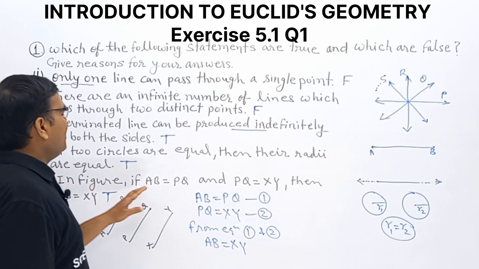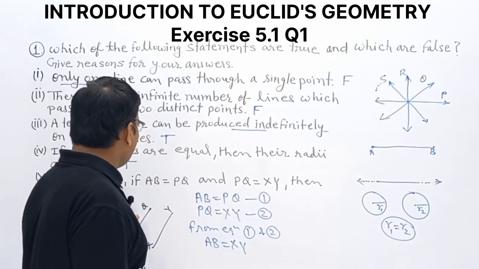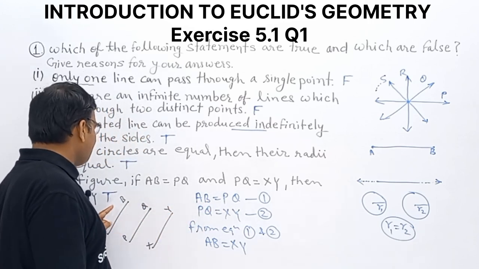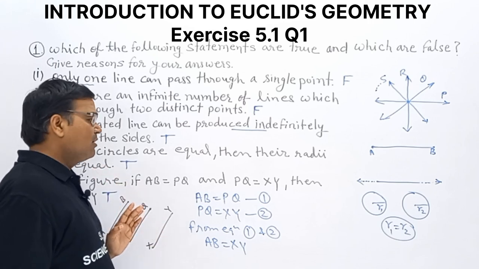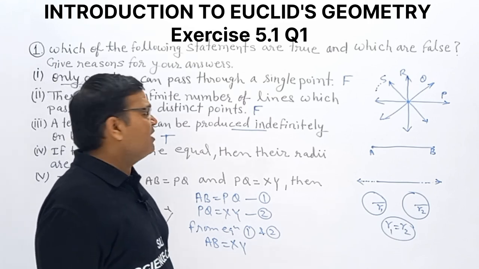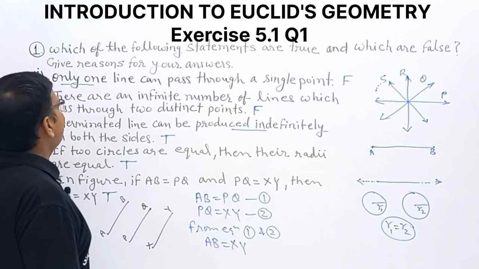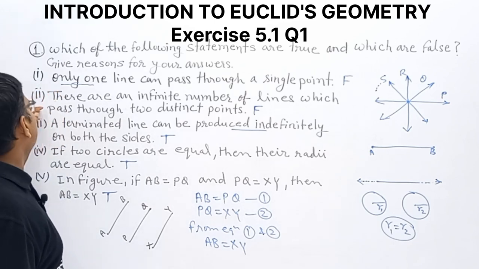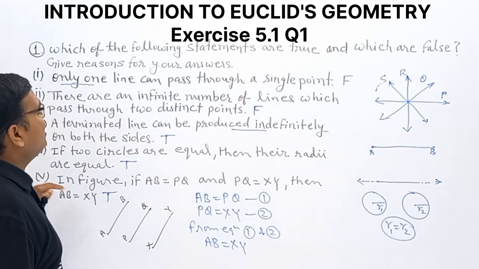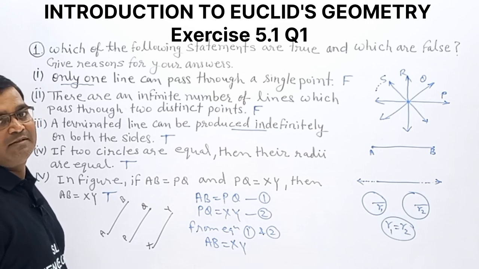Now the next one: in the figure, AB equals PQ and PQ equals XY, then we can say this line will be equal to this line. Clear? So this one is also a true statement. So in these 5, the first and second are false, but the third, fourth and fifth are true statements.